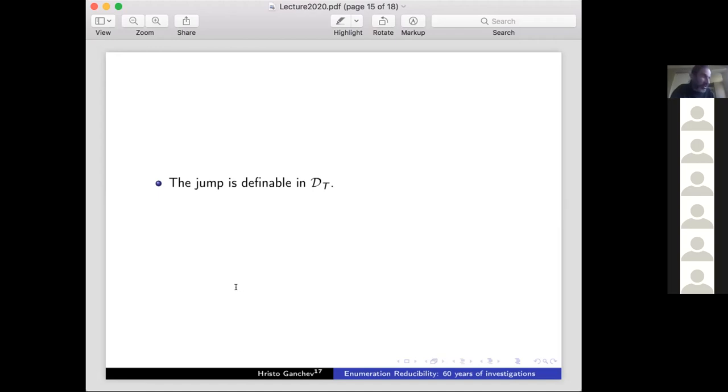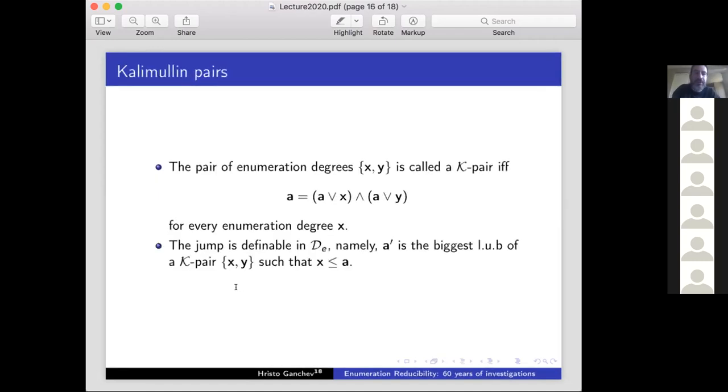Now, this all changed in the beginning of the 21st century when Kalimulin discovered these very attractive pairs of degrees. A pair of degrees is a Kalimulin pair if it has this property. This is like a super minimal pair. So A is just the greatest lower bound of the least upper bound of A and X, and A and Y, for every enumeration degree A.